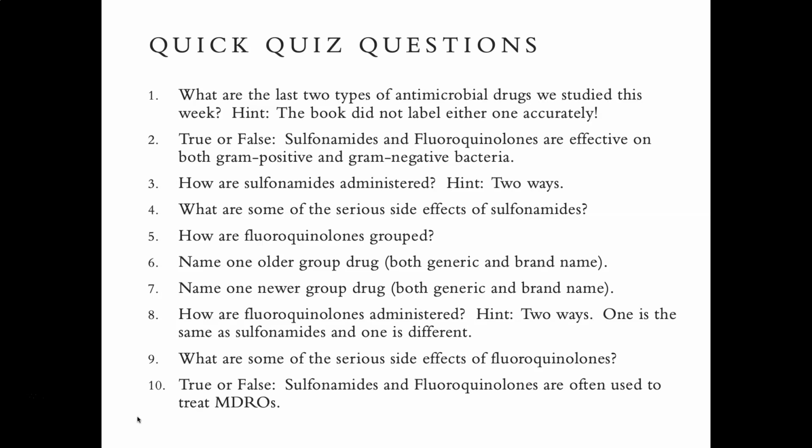All right, last set of quick quiz questions, I believe. What are the last 2 types of antimicrobial drugs we studied this week? And hint, the book did not label either one accurately, so try and use the most accurate that we came up with. True or false, sulfonamides and fluoroquinolones, see I give you the answer to the question before, are effective on both gram-positive and gram-negative bacteria. This is actually true, but if you're not sure, go back and double check. You need to know what kind of bacteria sulfonamides and fluoroquinolones target.